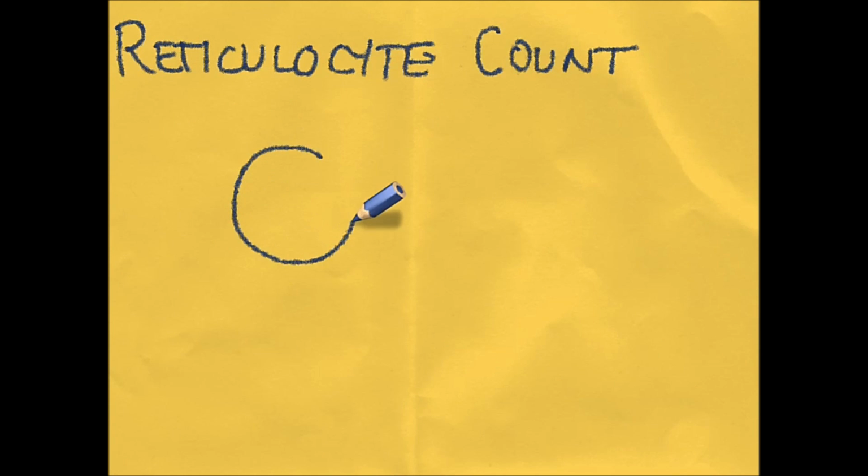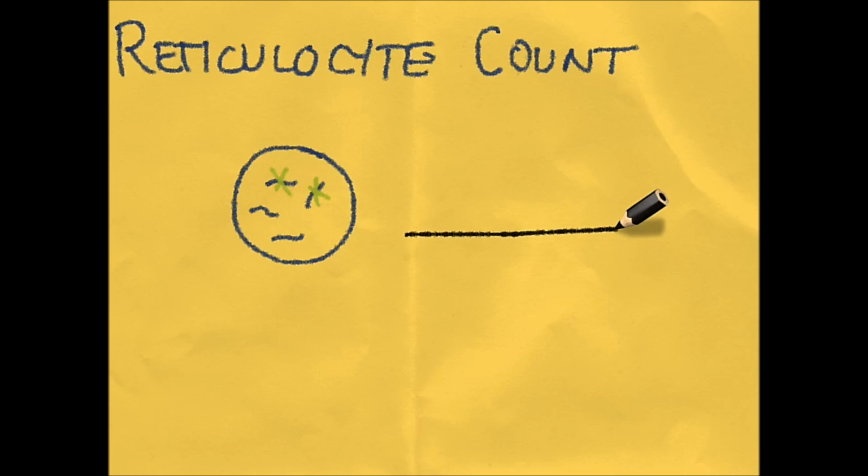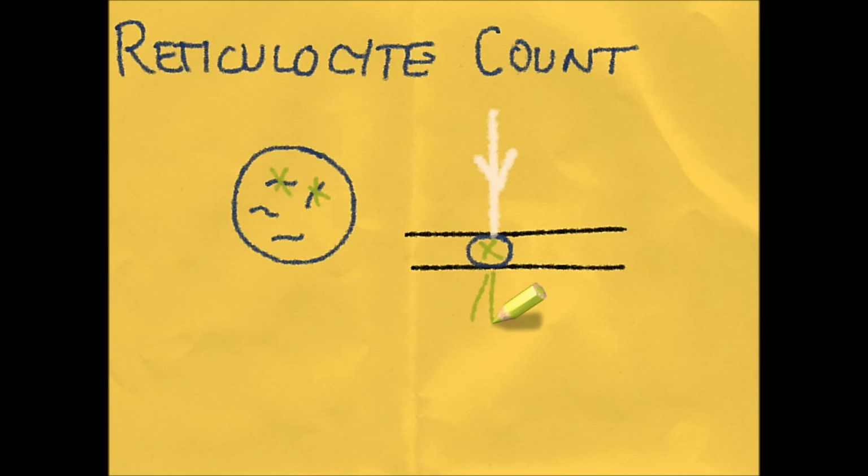To measure the reticulocyte count, we use the fact that reticulocytes, unlike mature red cells, retain ribosomal RNA. And so we use a fluorescent dye which binds to RNA and fluoresces when the cells pass through a laser beam of light. And so it's possible to calculate how many reticulocytes there are in a given volume of blood.